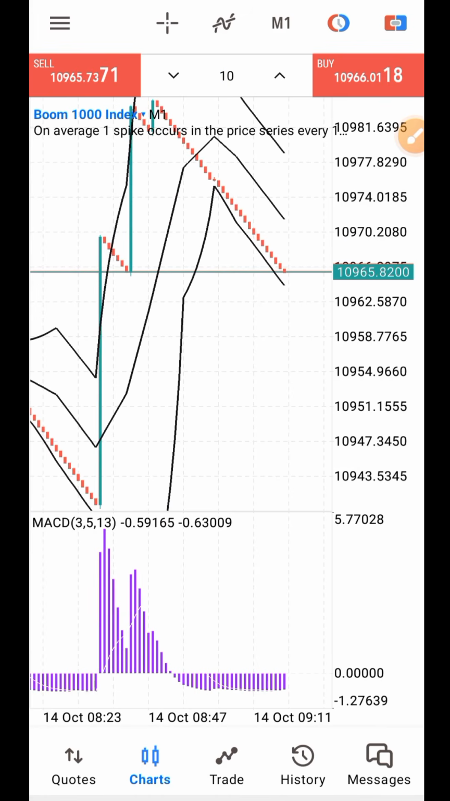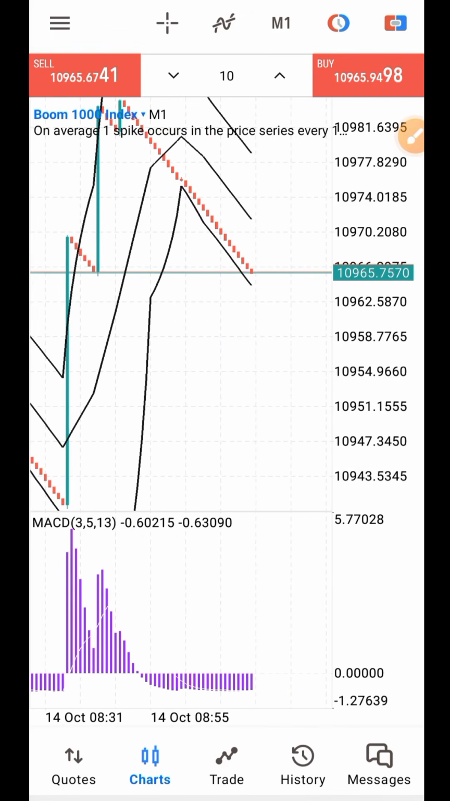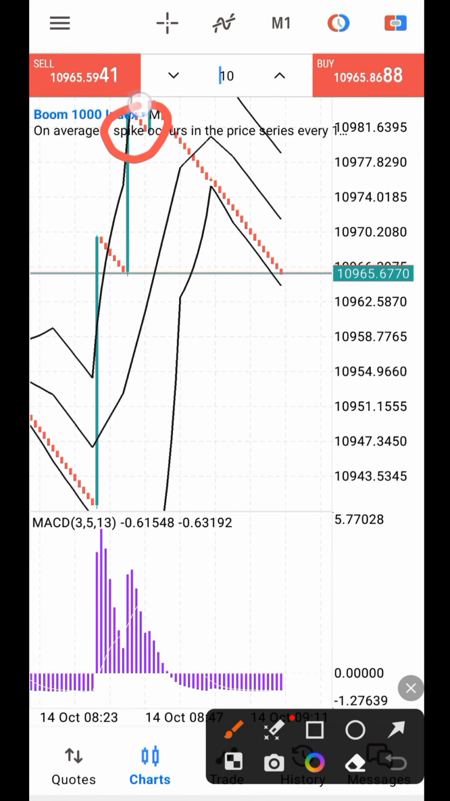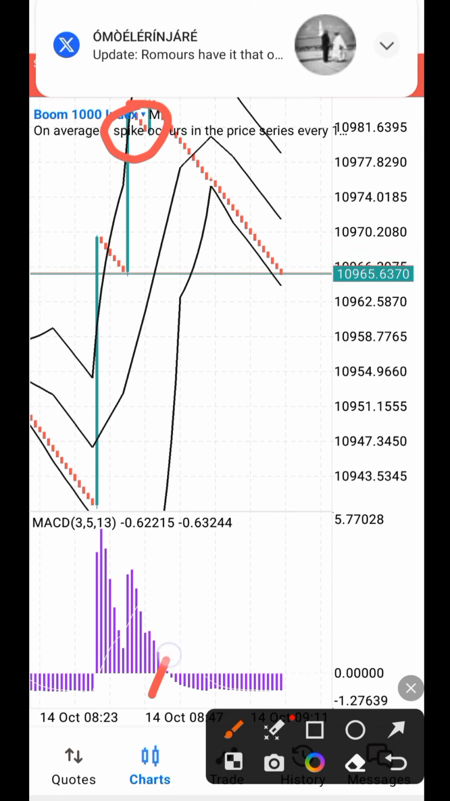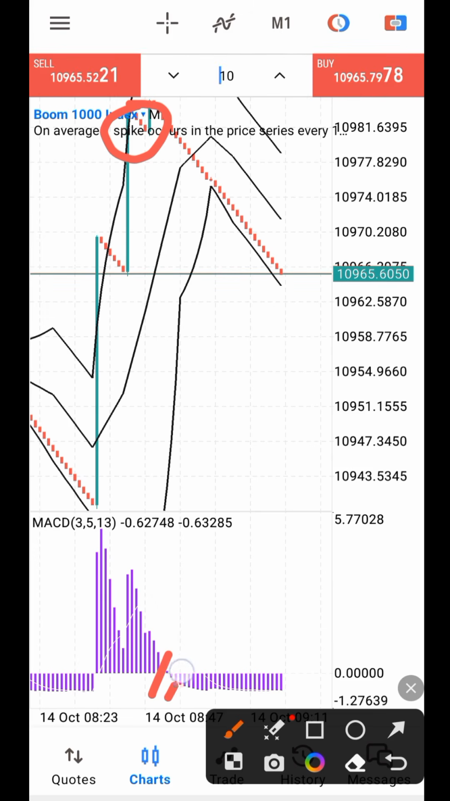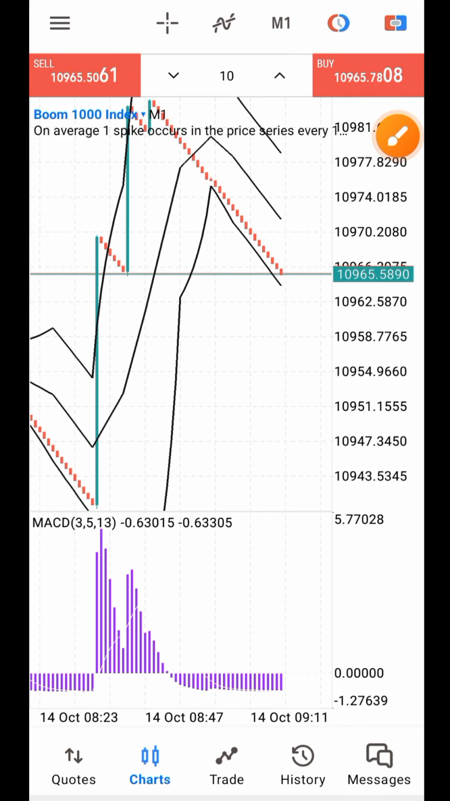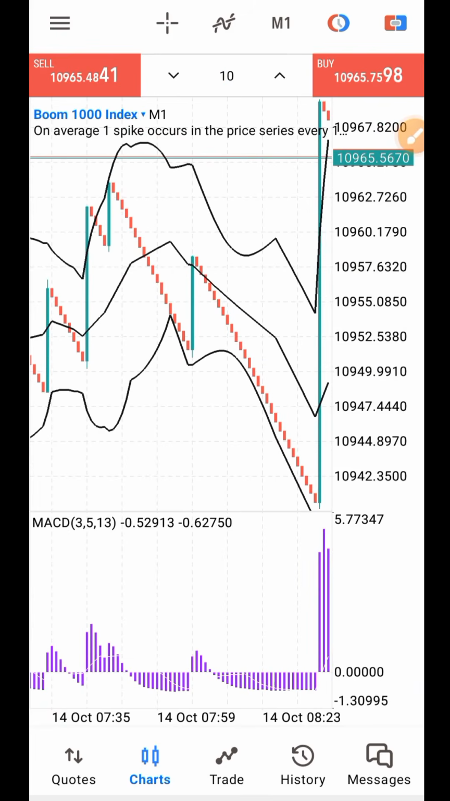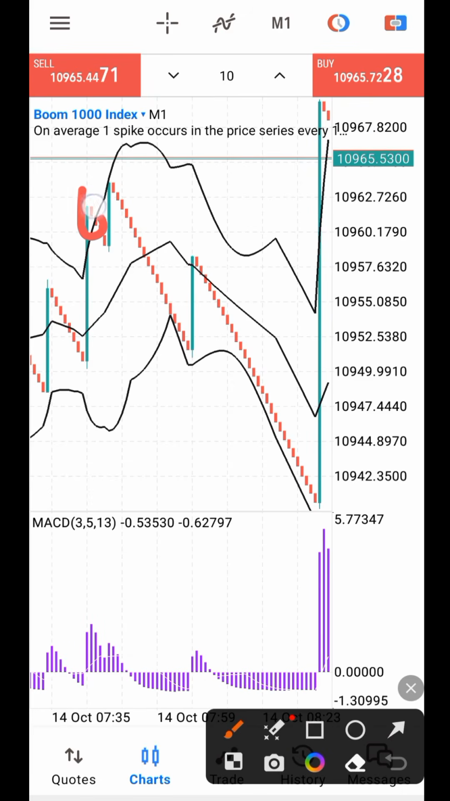So this is boom. You understand? We are using the lower band on the crash, and we are going to be using the upper band on boom. So this is the upper band. Once the market touches the upper band and we see the signal, we enter for sell. You understand? So we are using the upper band on boom. Just like here, you patiently wait.